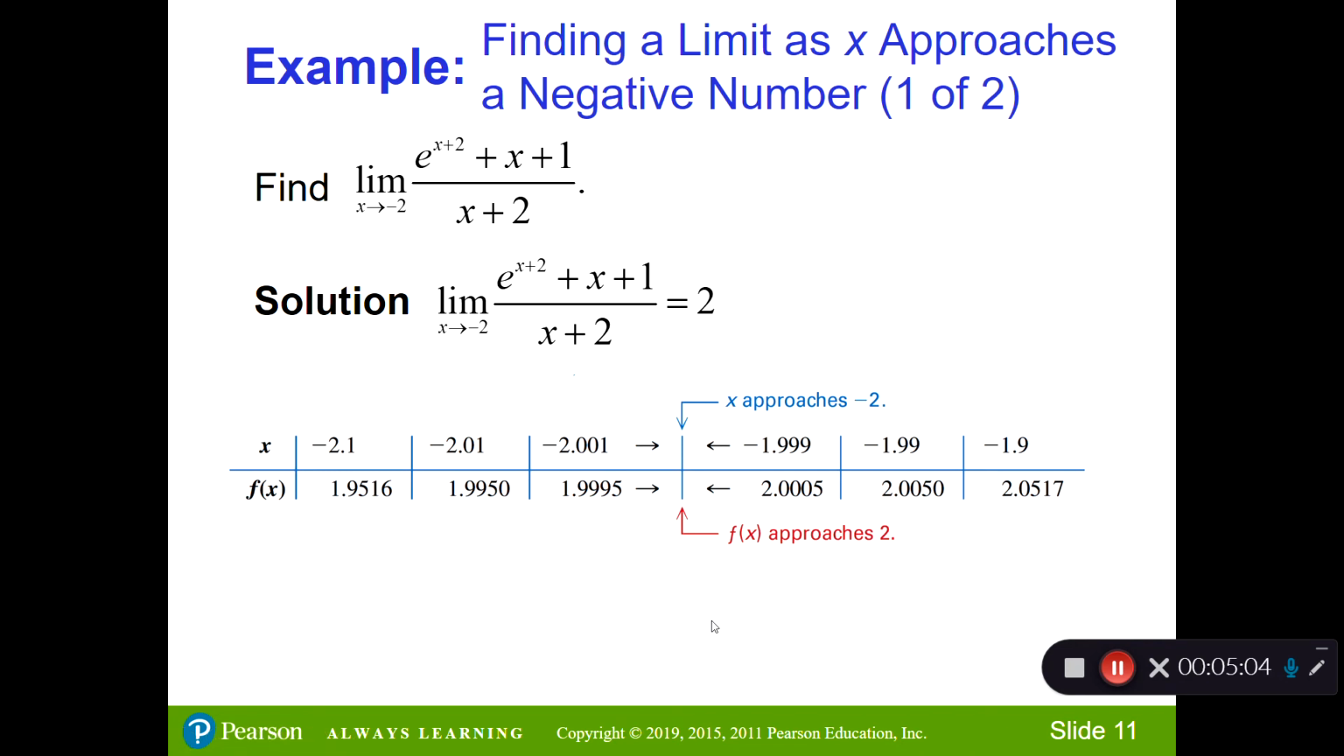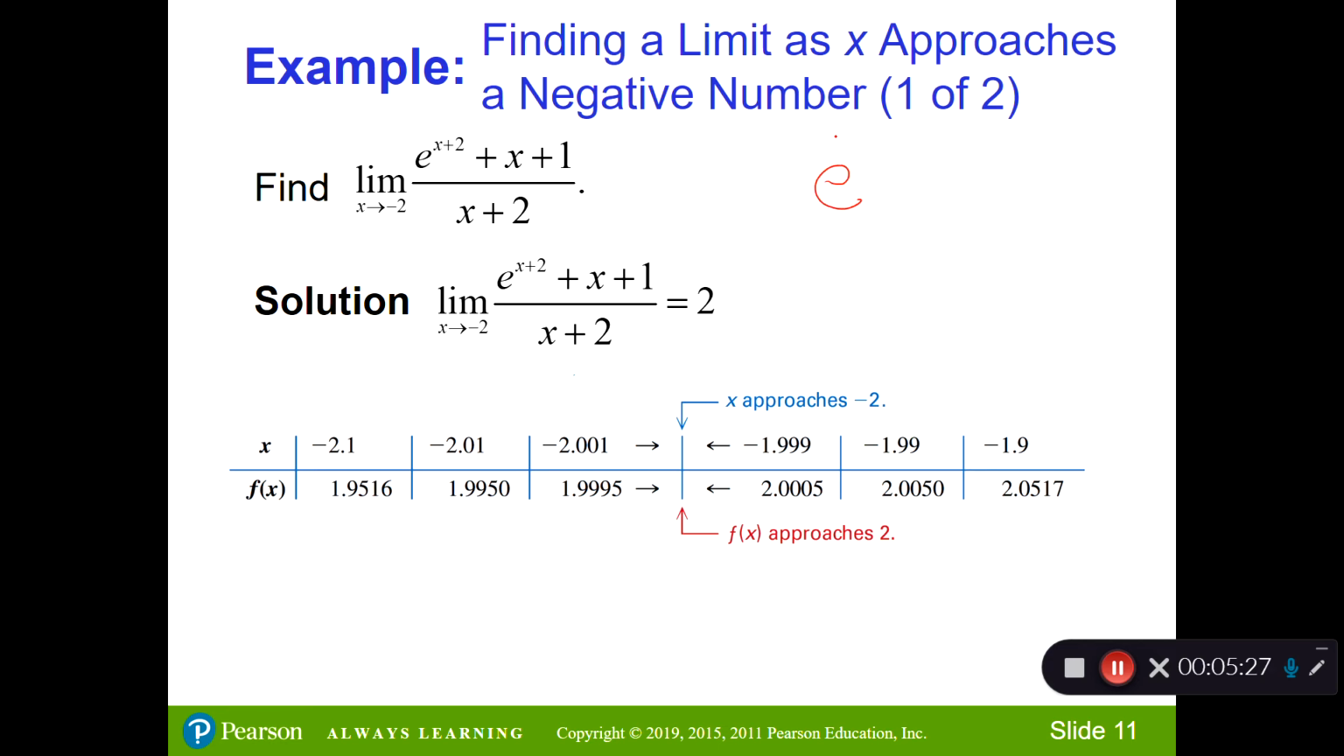Let's do it here. Here we're approaching -2. So the values I choose are -2.1, -2.01, -2.001, and on the other side, -1.9, -1.99, -1.999. These are the values near -2. And I'm plugging this in as the x in this expression.